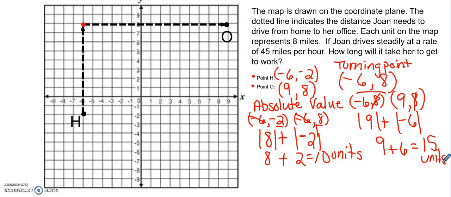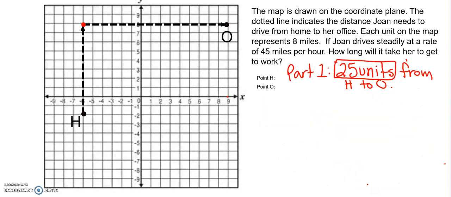So I know that my total distance that Joan travels to work is 10 units to the turning point. And then once she turns, she has to go 15 units to her office. So it's going to be a total of 10 units plus 15 units, which equals 25 units. That's the first part of my problem. I did need to erase to give myself some extra room. And part one was 25 units from H to O.